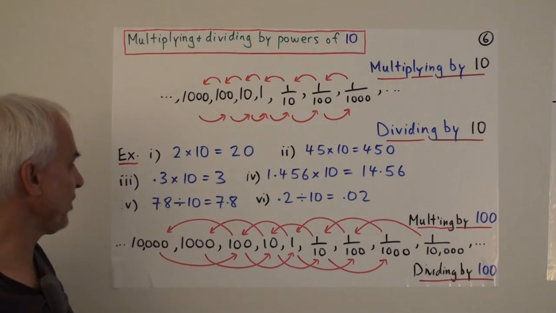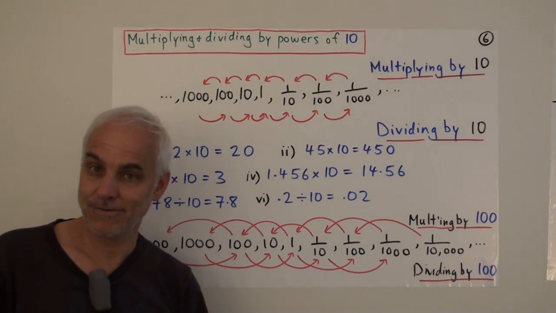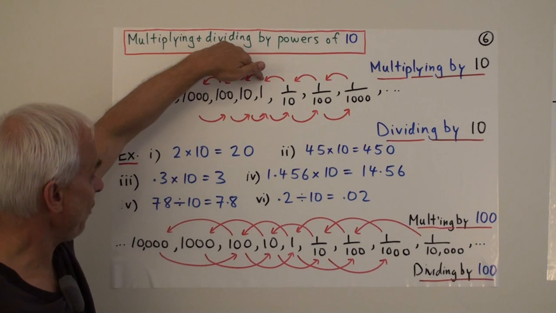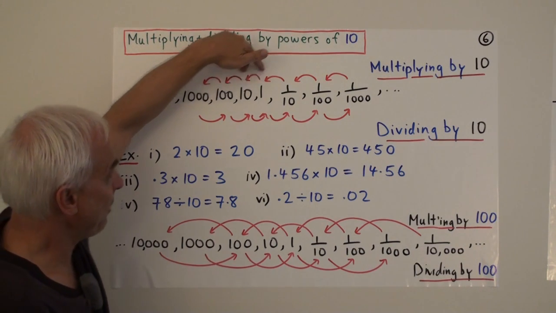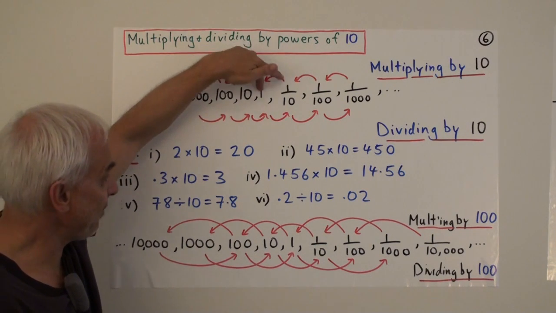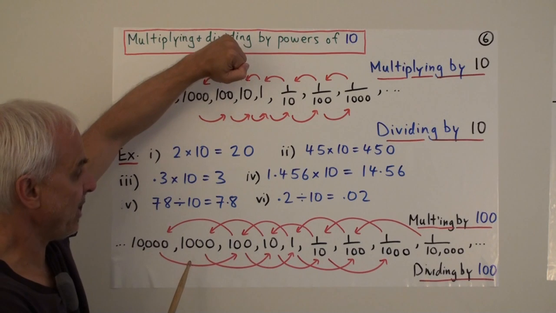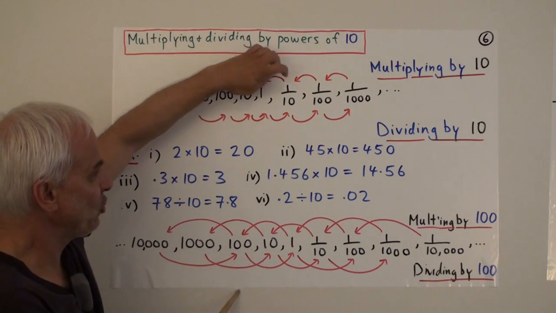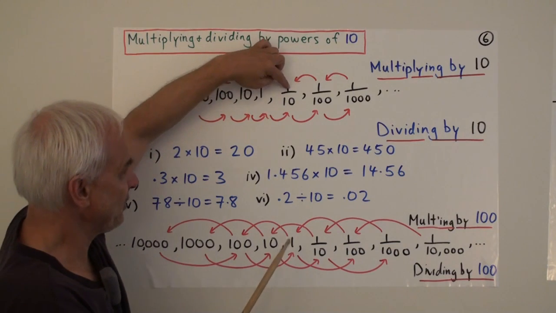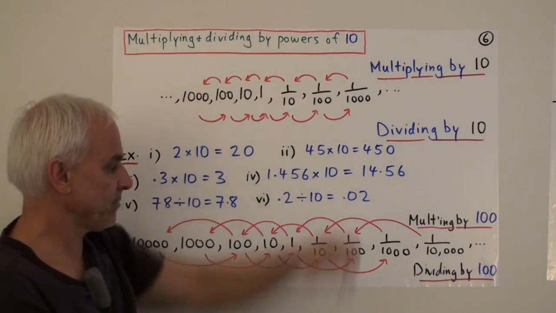In the other direction, if we're dividing by 10, 78 divided by 10. 78 is 7 of those and 8 of those. If we divide by 10, then we have to move this way. We have 7 of these and 8 of those. And that's 7.8. If we have 0.2 divided by 10, 0.2 is 2 of these. Okay? So if we have 2 of these, we divide by 10, we're moving in this direction, we have 2 of these. So 0.02.